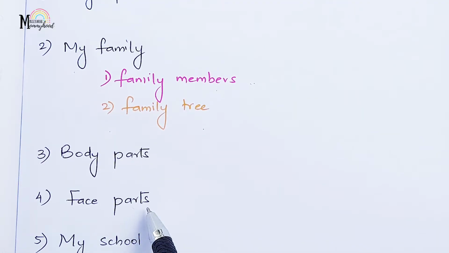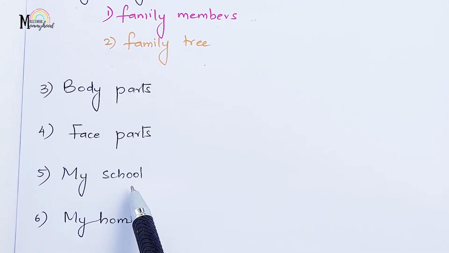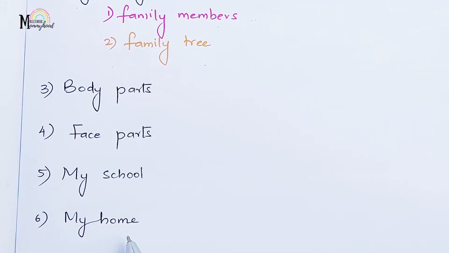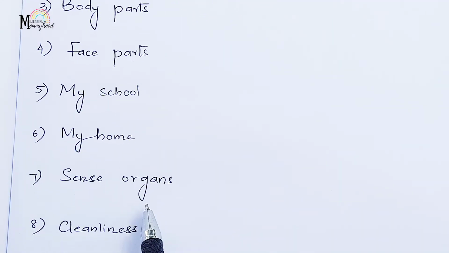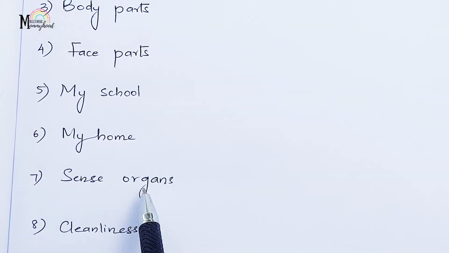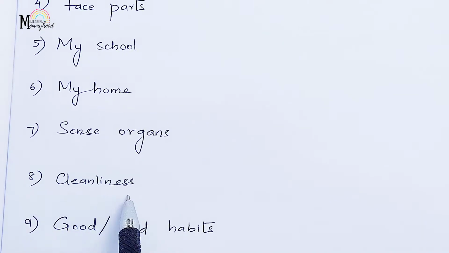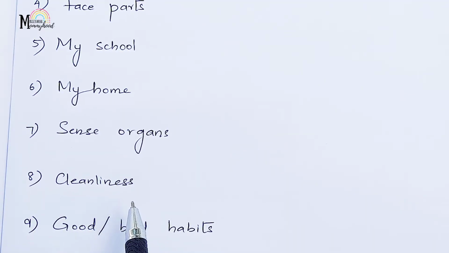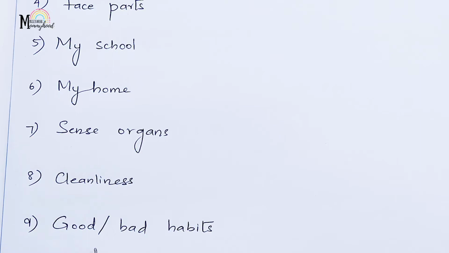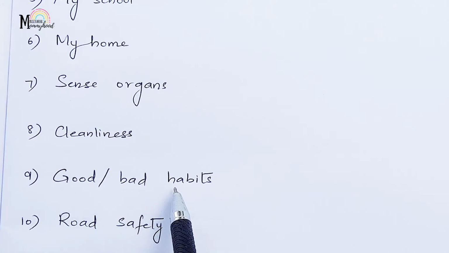My school, wherein you learn about the school, where your school is located, the name, your class and so on. My home, where you learn about the different rooms in your house and the use of each room. Sense organs, you learn about your 5 sense organs and what they are used for. Cleanliness, you learn about keeping everything clean around yourself. Good habit and bad habit, a variety of habits are given and you have to sort out which is good and which is bad.